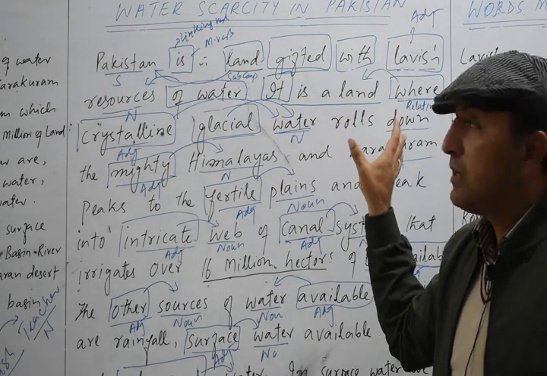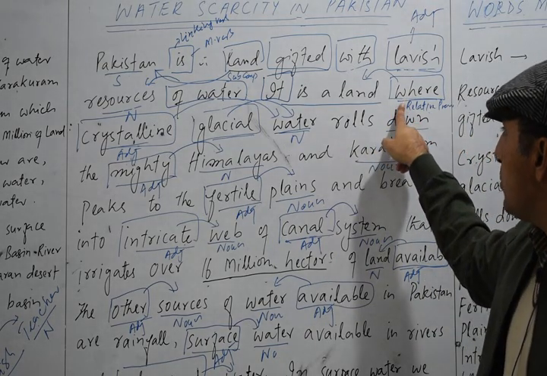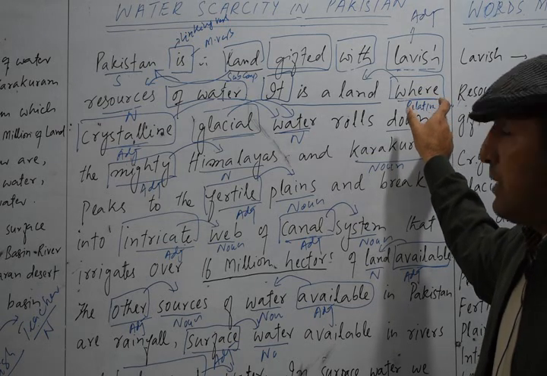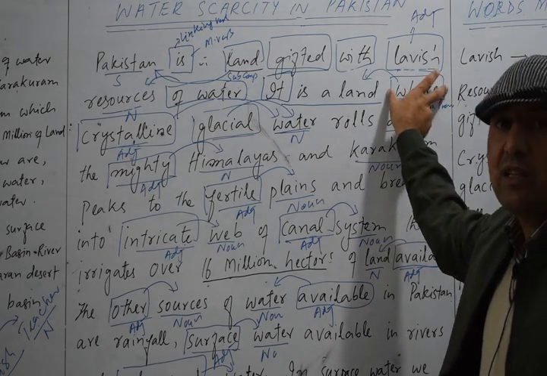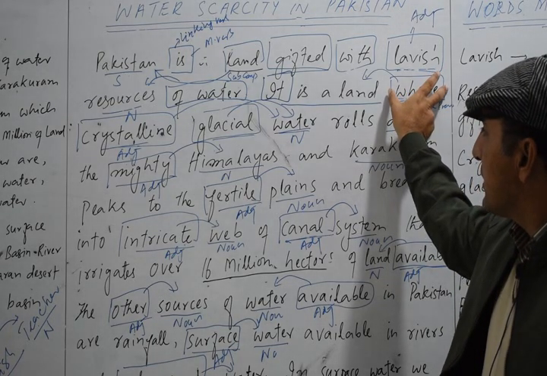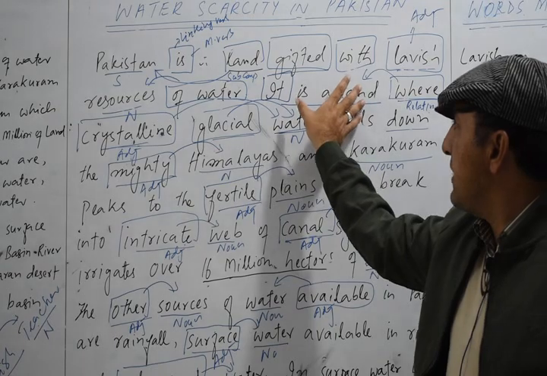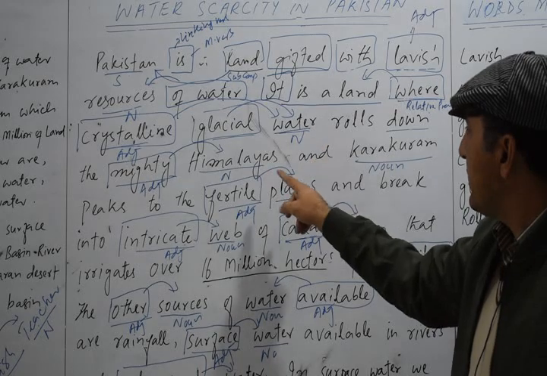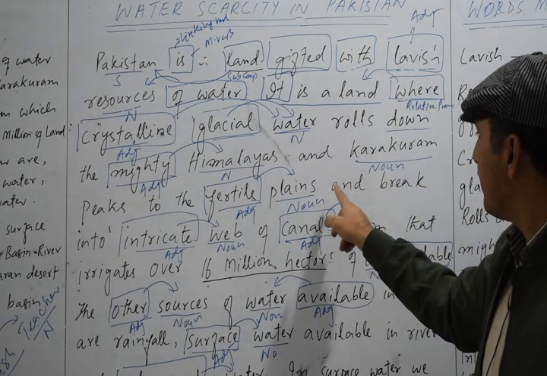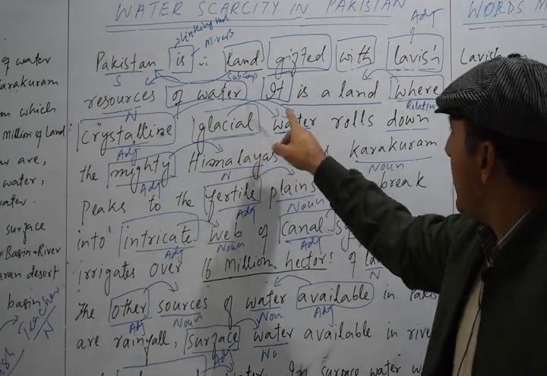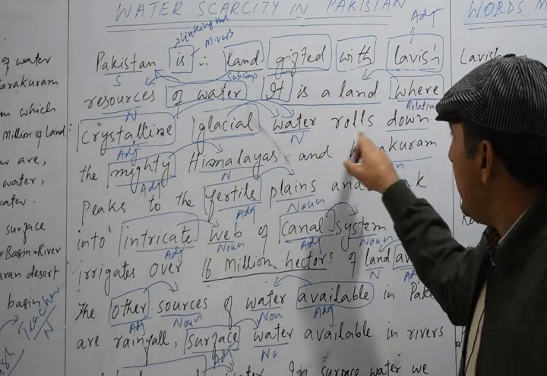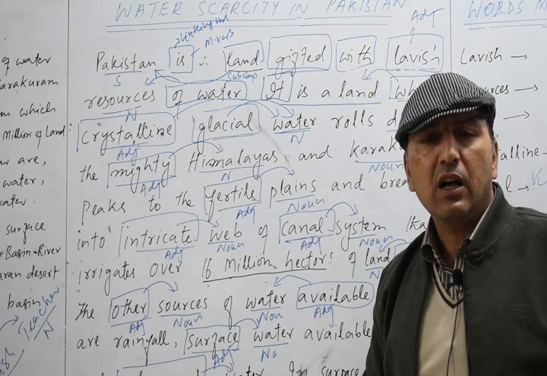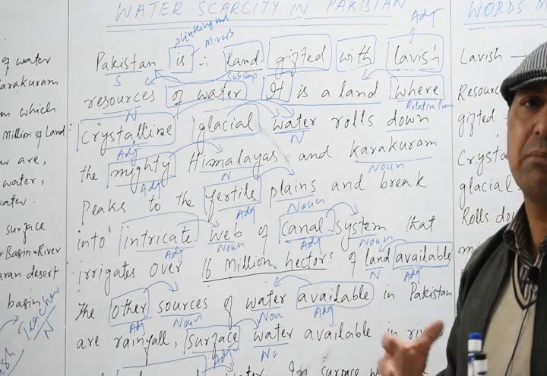This is the main clause. Now you see this where, as I told you earlier, is a relative pronoun. It is also known as a relative adverb. But you see, here it also works as a conjunction. I mean to say it combines this clause with the clause: crystalline glacier water rolls down the mighty Himalayas and Karakoram peaks to the fertile lands. It combines this one clause with the rest of this lengthy clause. So this where also works as a subordinate conjunction because it combines two clauses.